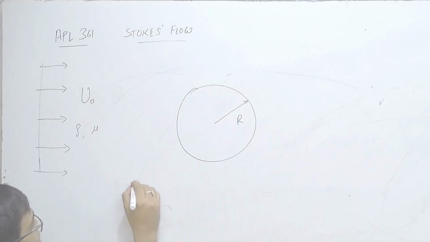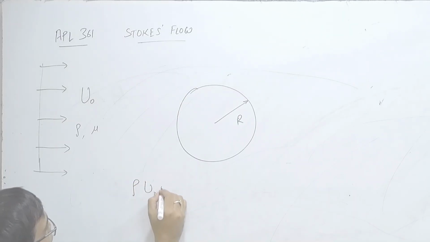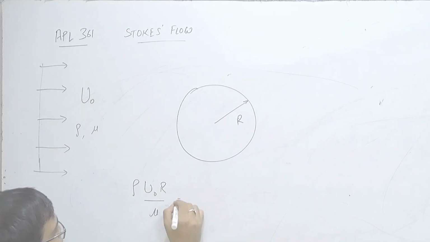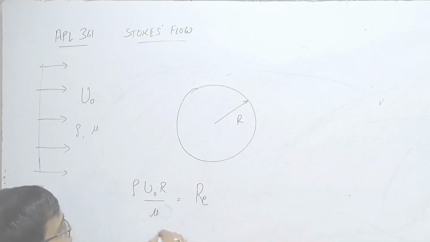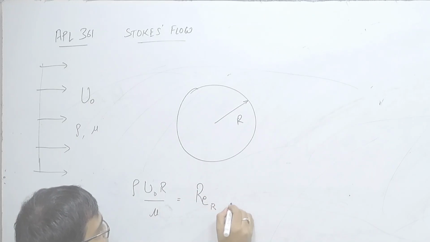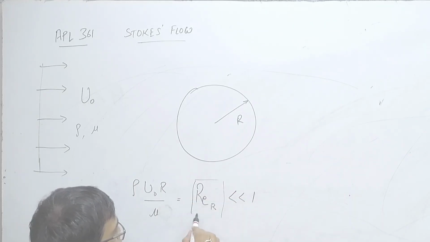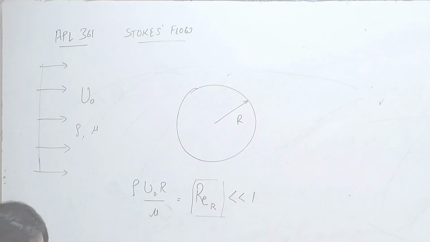So the regime was that rho u naught R by mu, which is the Reynolds number based on capital R, is much less than 1. This is a very usual way of reporting Reynolds number, because you should know that u naught and R are velocity and length scales.